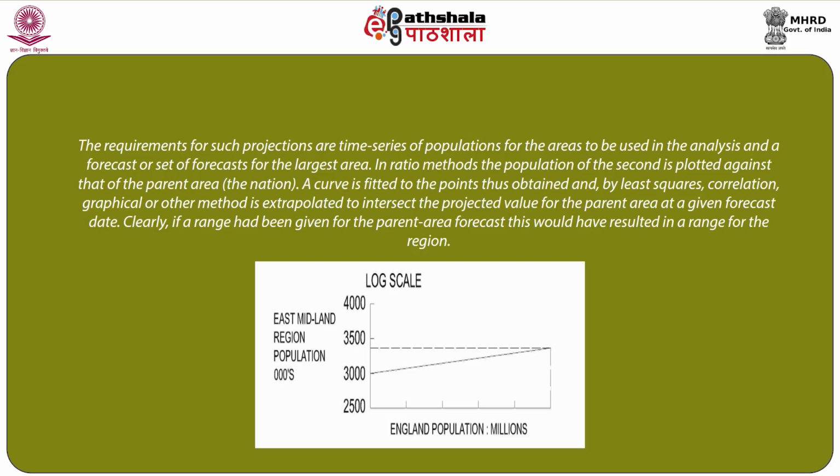In ratio methods, the population of the area is plotted against that of the parental area, in the example that is the nation. Thus, a curve is fitted to the points thus obtained, by least squares, correlation, graphical or other methods, and is extrapolated to intersect the projected value for the parental area at a given forecast date. Clearly, if a range had been given for the parent area forecast, this would have resulted in a range for the region. As depicted in the log scale, the y-axis refers to East Midlands region population in thousands, and the England population in millions over a period of time is presented.